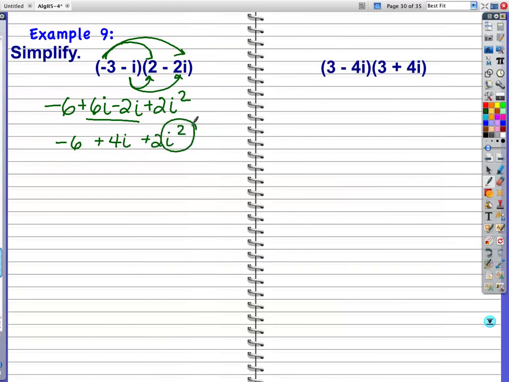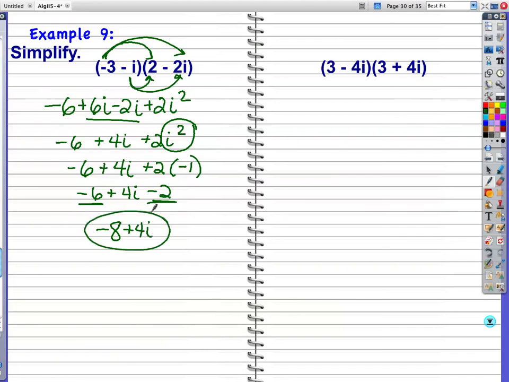Oh yeah, i squared is negative 1. You probably don't have to show this many steps, but I have 2 times negative 1. We can never leave an i squared as our answer. So now I have negative 6 plus 4i minus 2. Oh, now these are like terms. So I have negative 8 plus 4i. Done. Let's try it again over here.